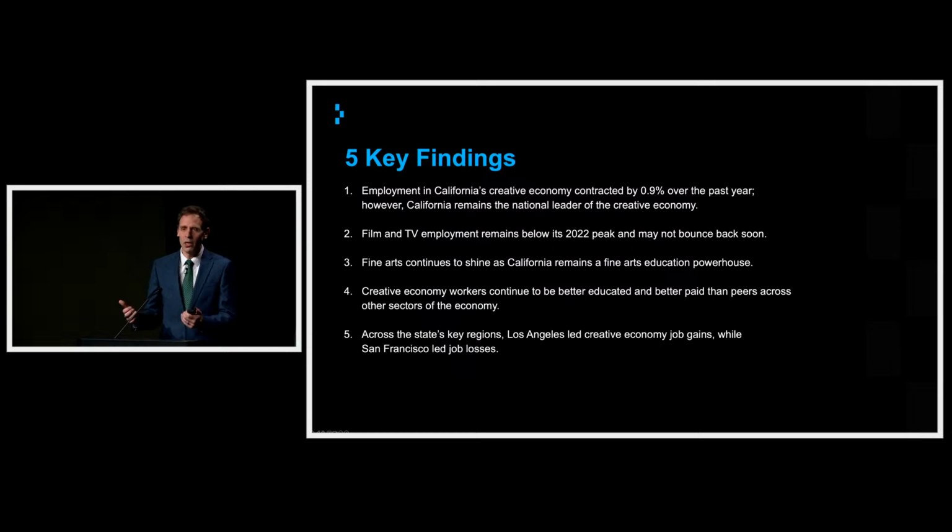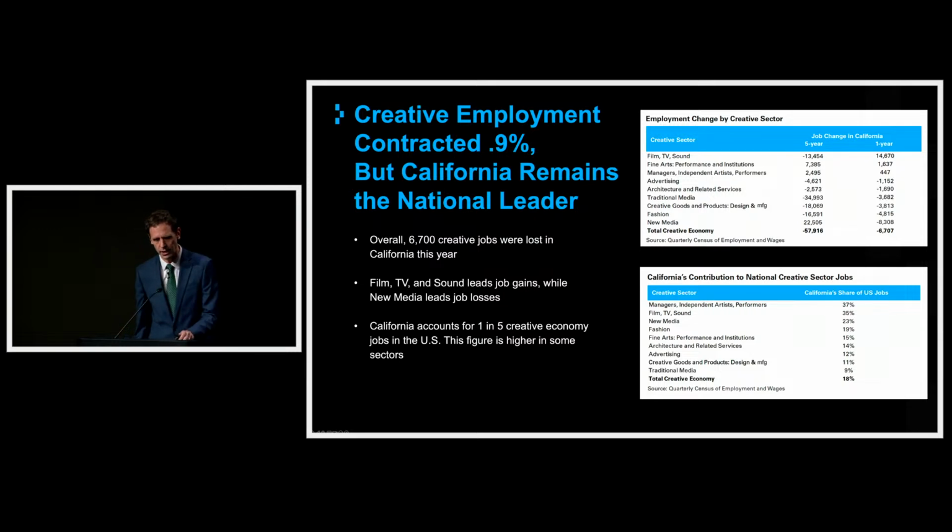Third, the fine arts sector continues to be one of the fastest growing segments within California's creative economy, and not only that, California is one of the national leaders with respect to fine arts education. Fourth, creative economy workers continue to become better educated and better paid. And then our 5th finding from today is just looking at what is happening within California. Across all California regions over the past year, LA's creative economy added the most jobs, and San Francisco's economy lost the most creative economy jobs over the last year. And like I said, I'm going to turn to each one of these findings in detail now.